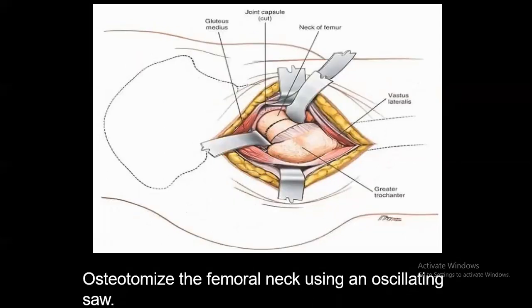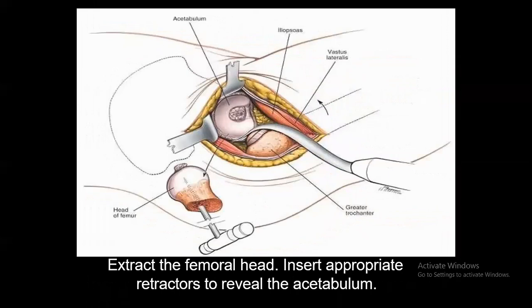Osteotomize the femoral neck using the oscillating saw. Extract the femoral head and insert appropriate retractors to reveal the acetabulum.